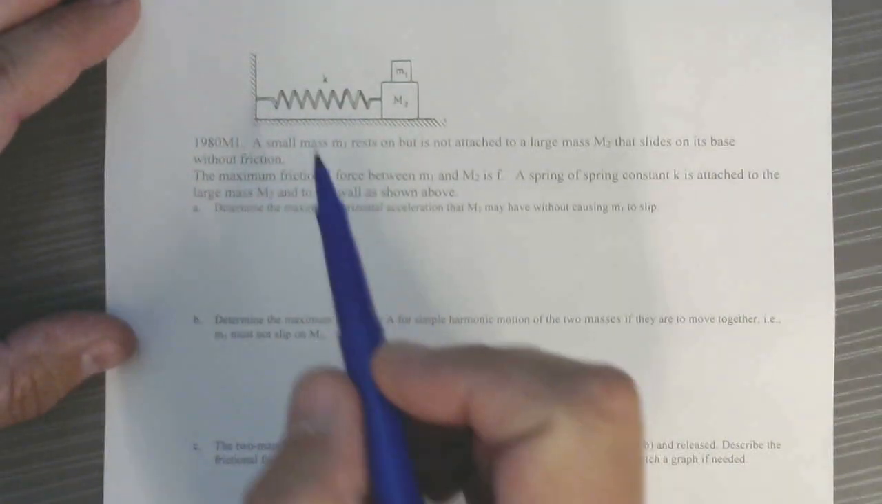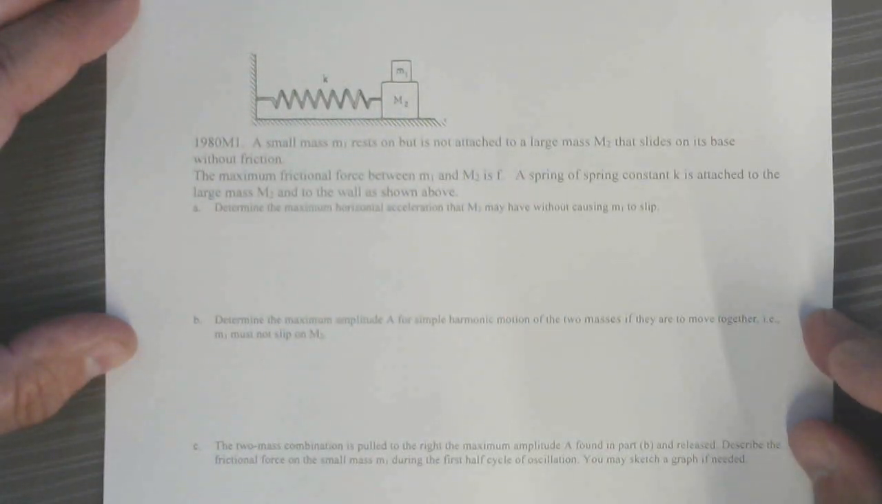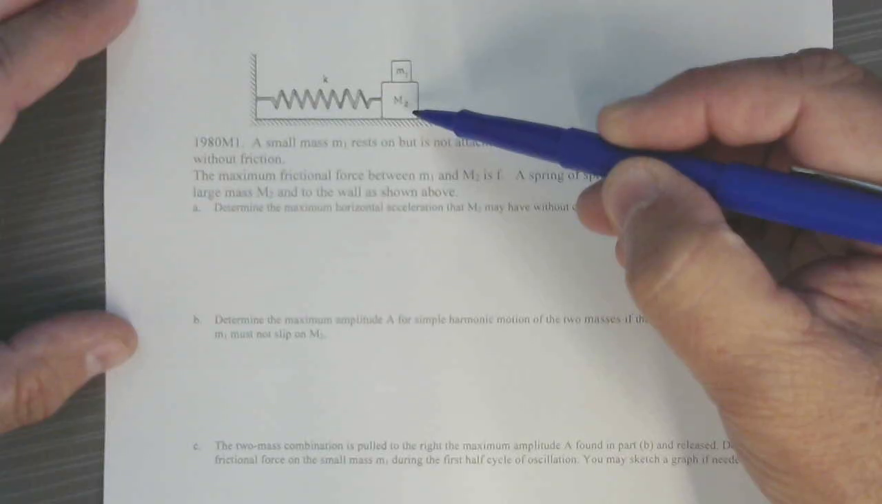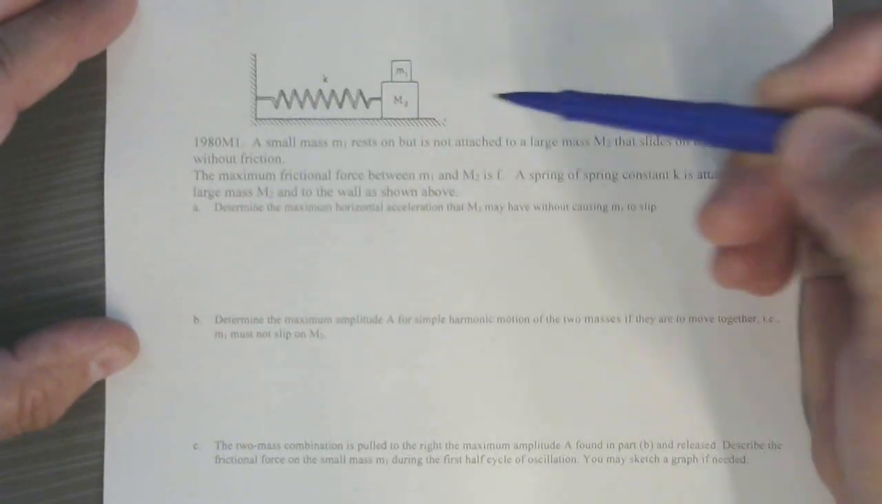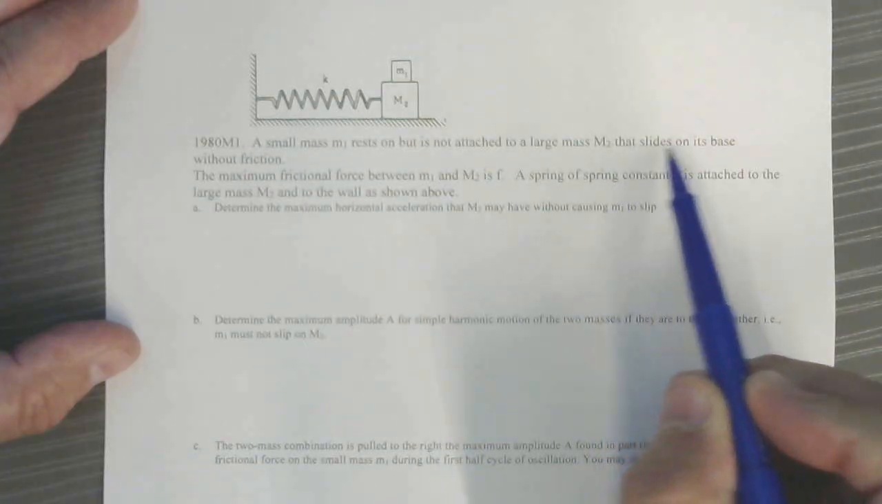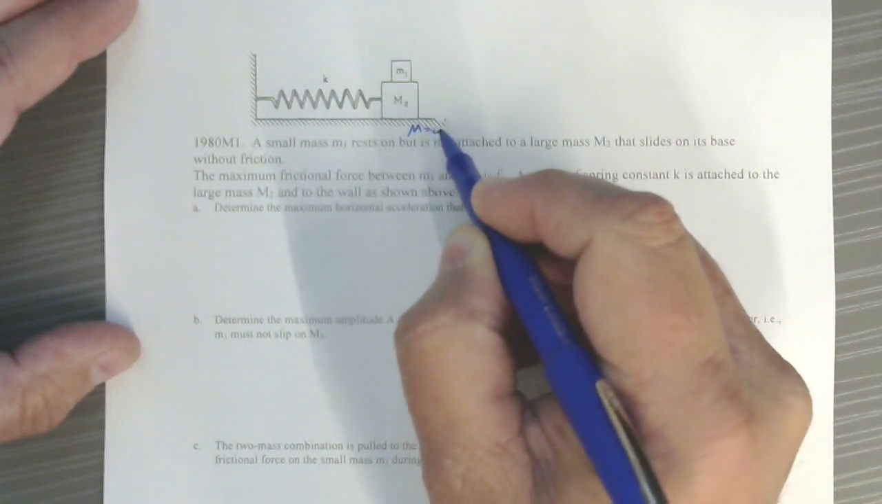So we have ourselves one of these situations where we have a mass on a spring, but there's another smaller mass sitting on top of it. The smaller mass is lowercase m1 and the big mass is uppercase M2. And they say a small mass rests on but is not attached to a large mass. It slides on its base without friction. So there's no friction here at the bottom.